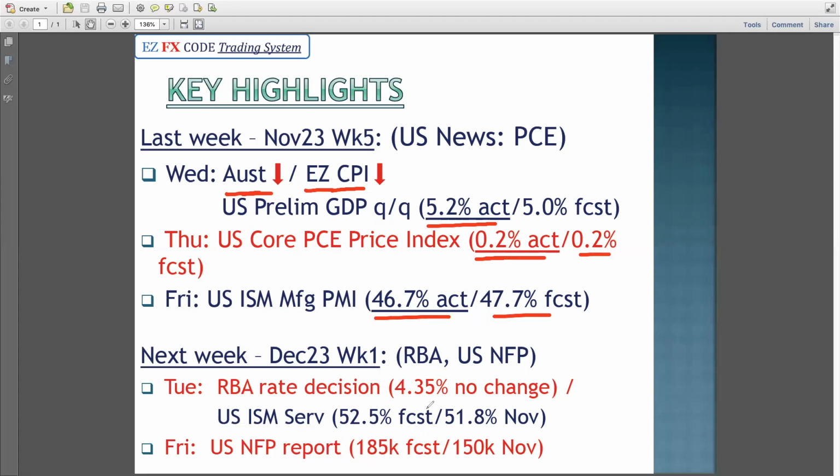So this coming week, we have the RBA with their rate decision, expected to hold rates as they are after the previous month's increase. And there are services figures coming up with a forecast of slightly higher than the previous month's actual. So this could be in line with the GDP, but we'll see.